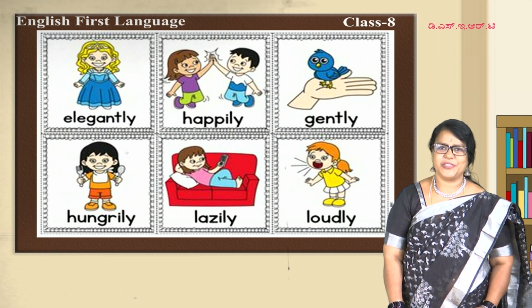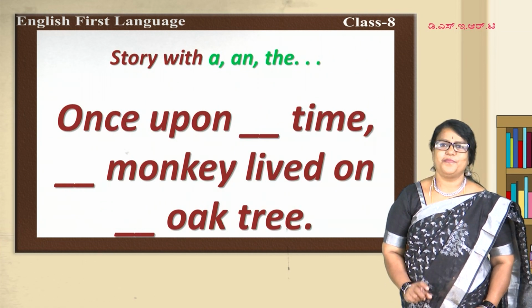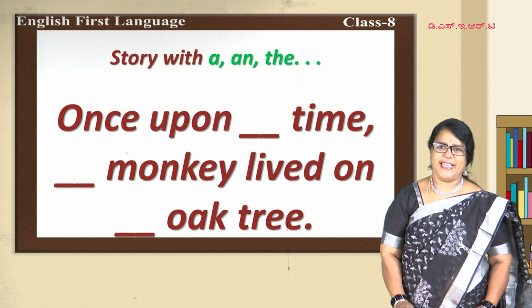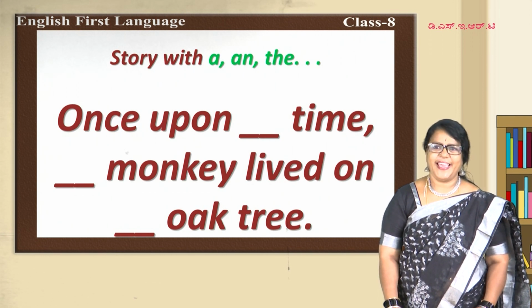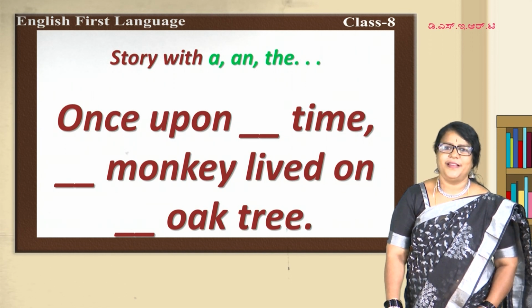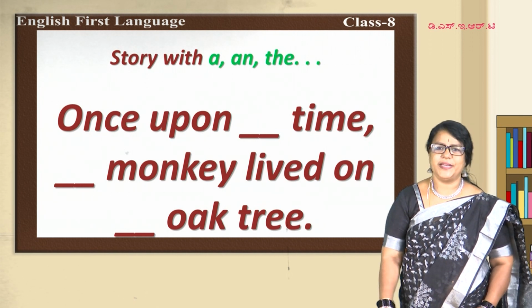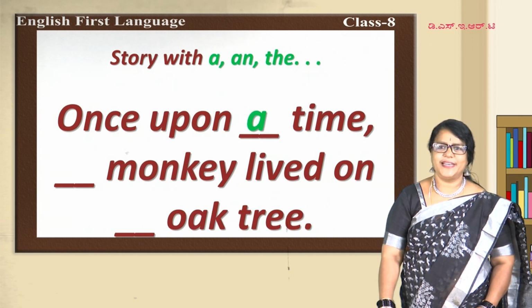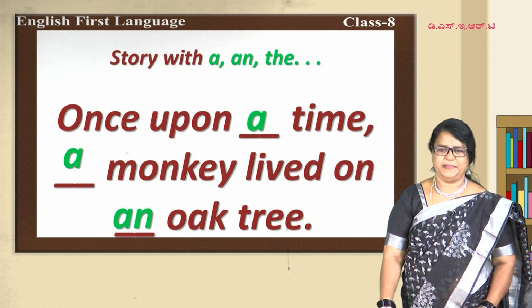As you are reading the story, you need to make a note of the words that pop in. They are very small words. Story with a and the. Yes, look into the empty story. There come the words. Once upon a time, a monkey lived on an oak tree.